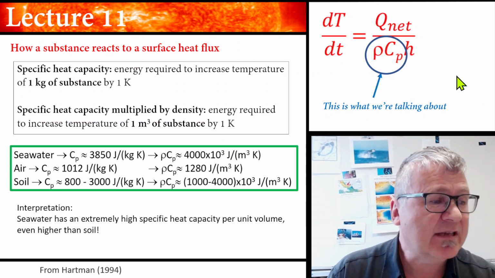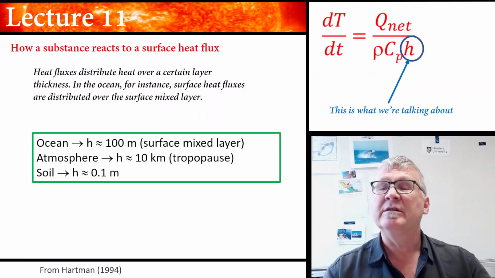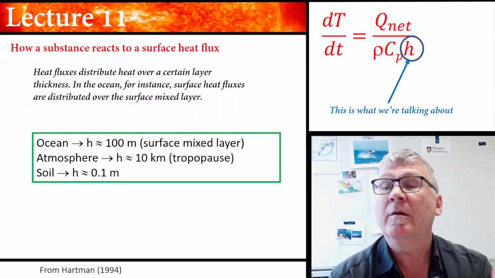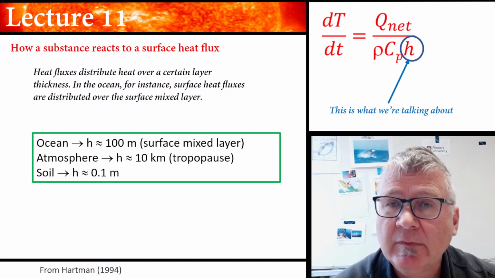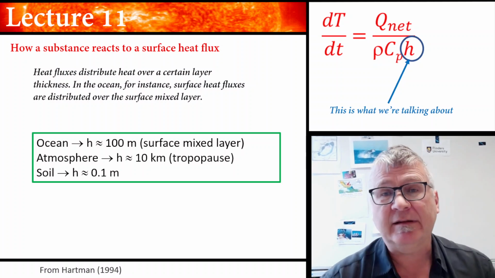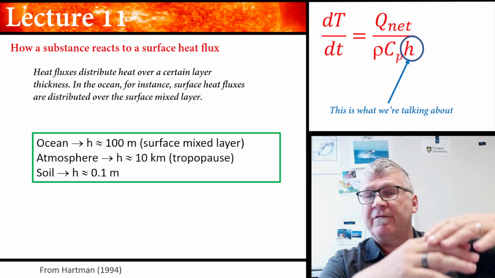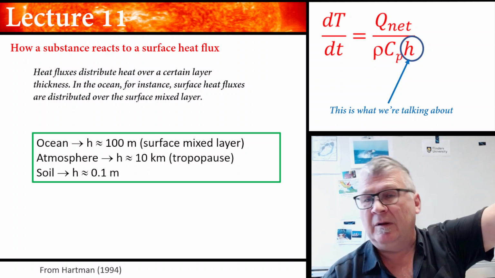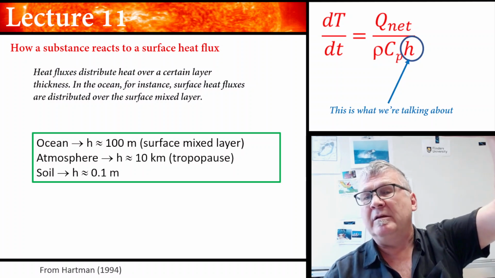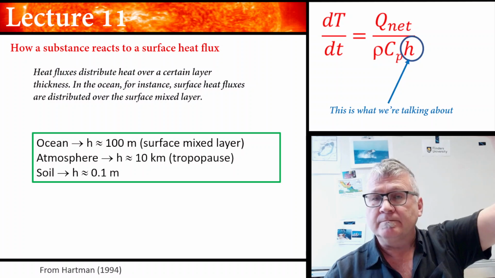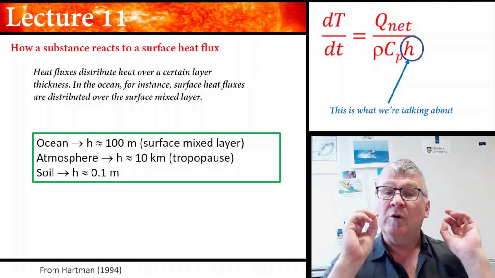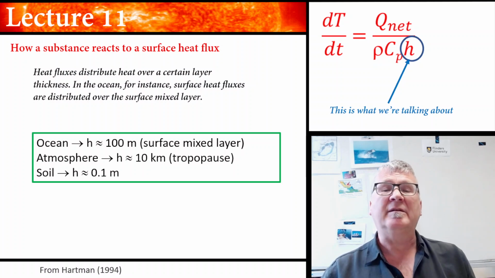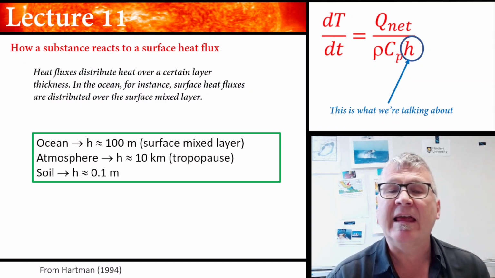Okay, so let's have a look at that second part. And this is now what we're talking about, this vertical scale. Indeed, it's trivial. If you have a thicker layer, the heating rate will be lower. It's a trivial thing. So heat fluxes distribute heat over a certain layer thickness.